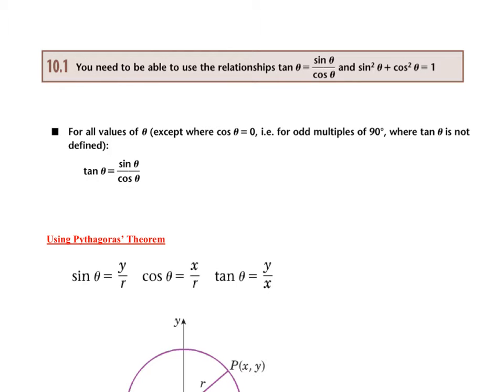This one here is the tan theta is equal to sine theta over cos theta. That's not given, so you must memorise this one. And that's what's called a trig identity.